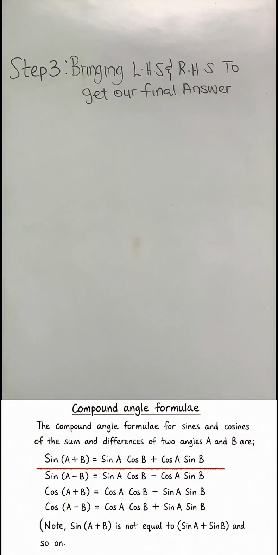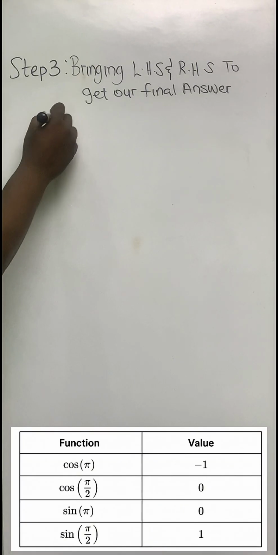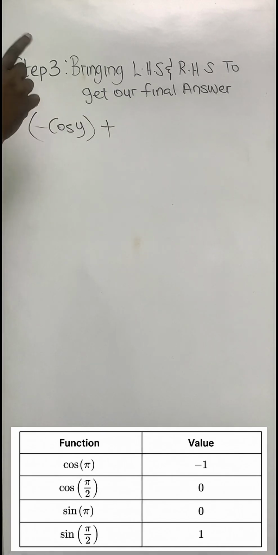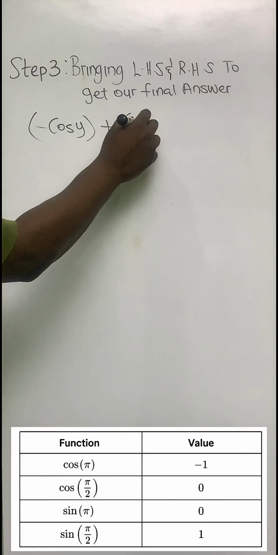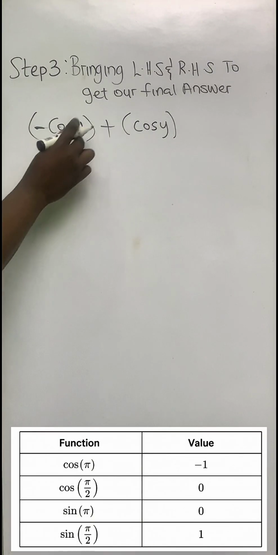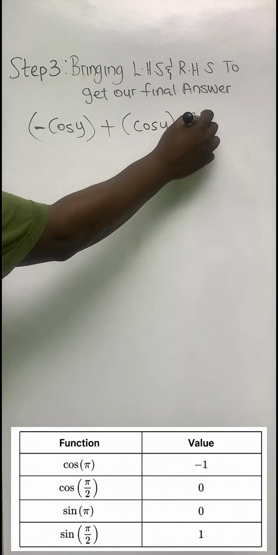Step 3, bringing our result from the left hand side to the right hand side to get our final answer. Here, in the left hand side our result was minus cos y, then plus, for the right hand side, our result is cos y. So minus cos y plus cos y will be equal to 0.